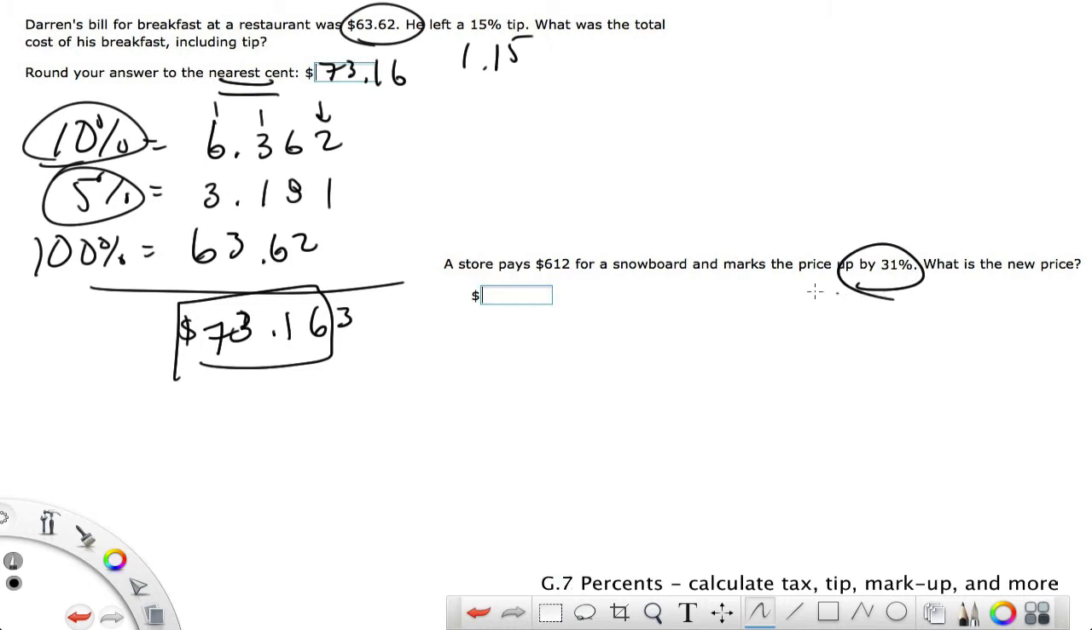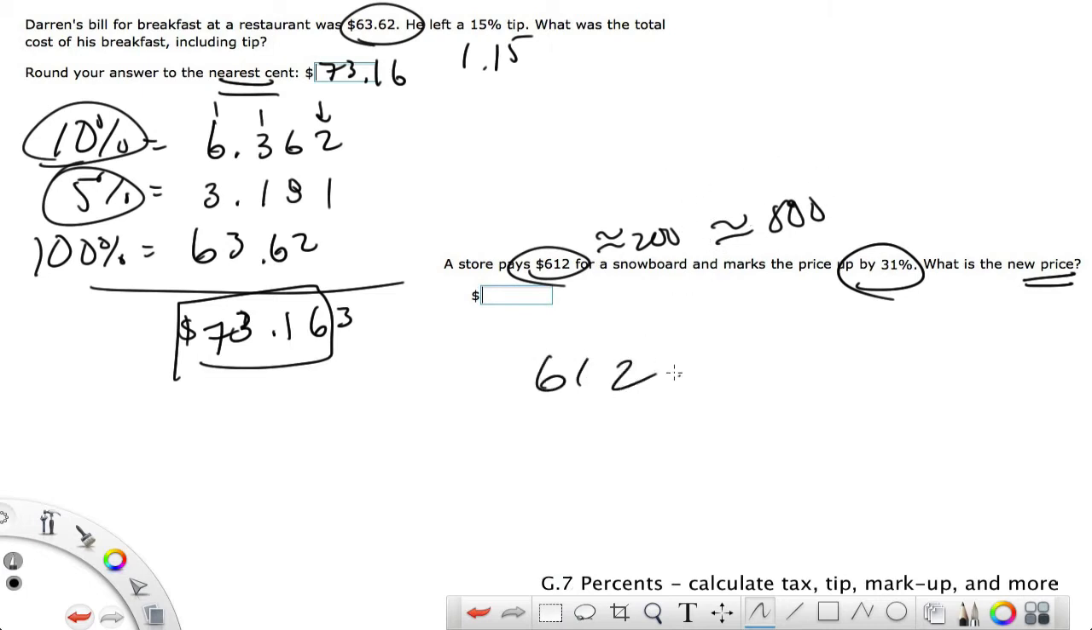All right, we've got a 31% times 612, so we need about a third of that. A third is about, again, about $200. And since we got the new price, we have to add those together, so it's going to be somewhere, again, $800-ish, a little more than that.